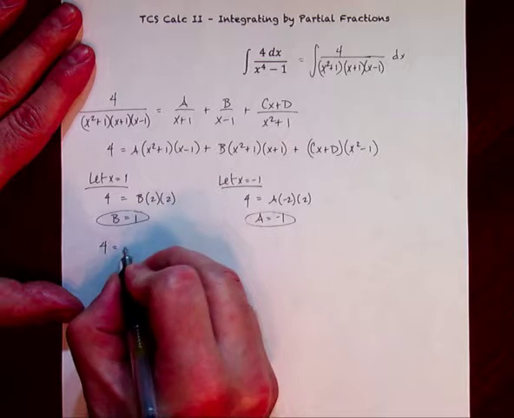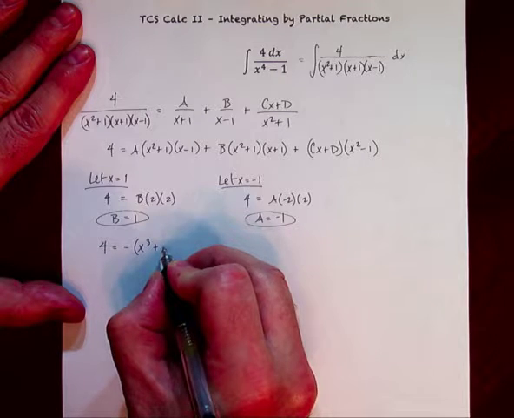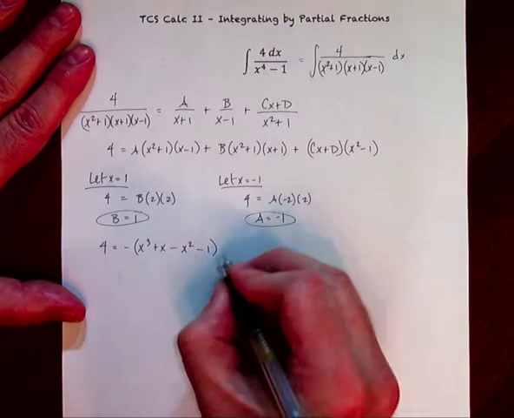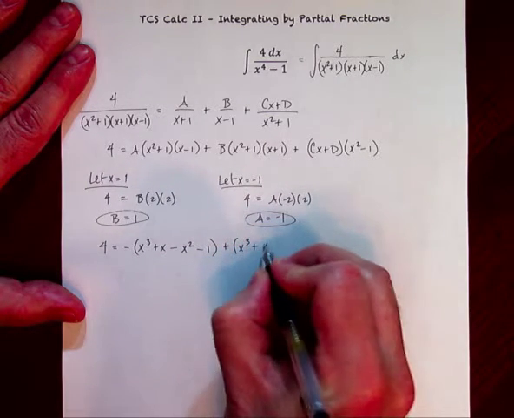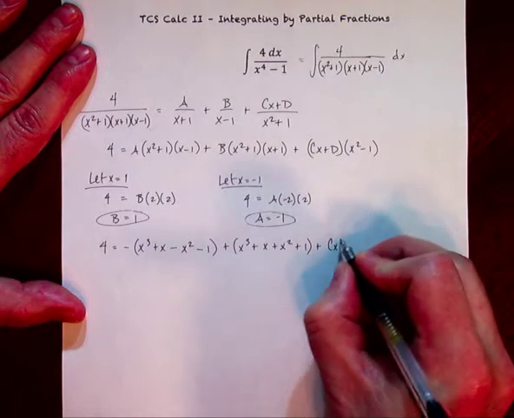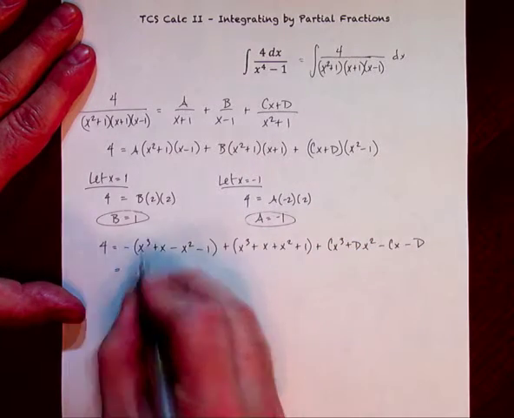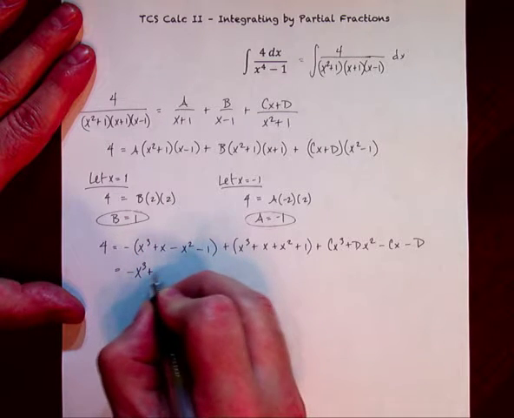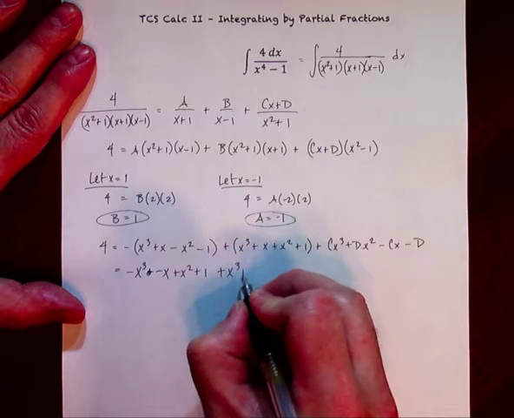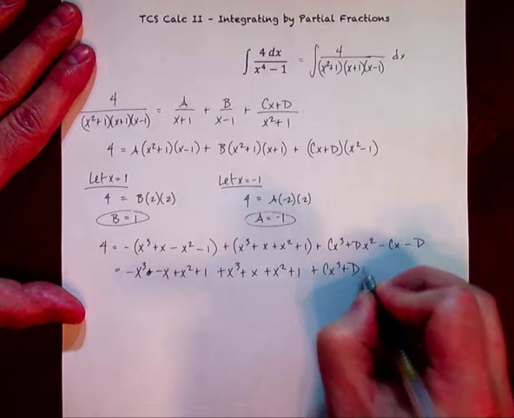Now, let's rewrite this equation with our a and our b value. We have 4 is equal to negative, and let's multiply this out: x cubed plus x minus x squared minus 1, and I'm doing it in that order for a specific reason. And I get x cubed plus x squared plus 1. And this right here becomes cx cubed plus dx squared minus cx minus d. Now when I distribute this negative, I get negative x cubed minus x plus x squared plus 1, plus x cubed plus x squared plus 1. And of course this remains unchanged down here.